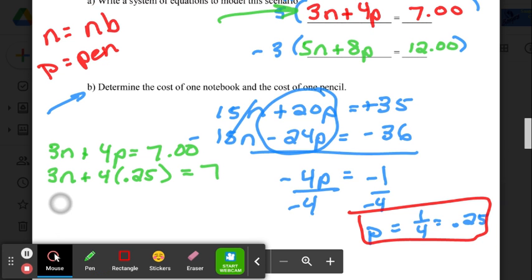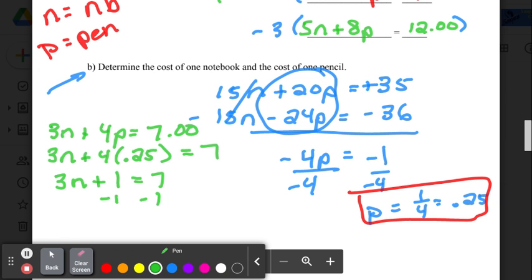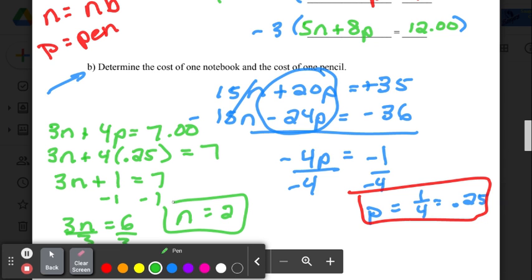And now I'm going to solve this. 3n plus 1. 4 times 0.25 is 1. Subtract 1 on both sides. So we have 3n equals 6. Divide by 3. N equals 2. And there you go. A notebook's $2. A pencil's 25 cents.